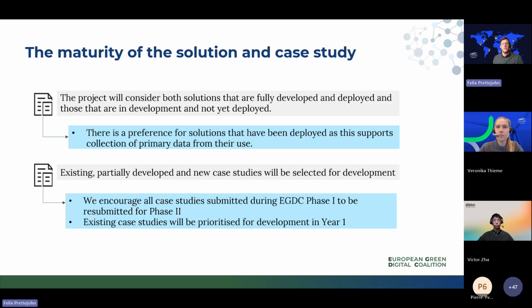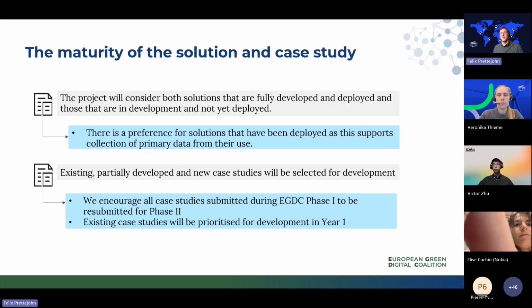But it might also be in development and you have some lab testing data, or you've done some piloting that will allow us to collect data as well. For solutions that are not yet deployed, there is some scope for us doing what we call ex ante calculations before it's been implemented, ideally with some lab test or pilot data that would help support it.